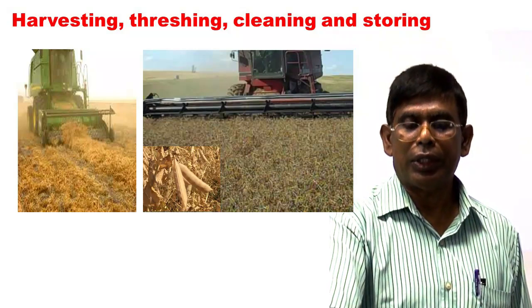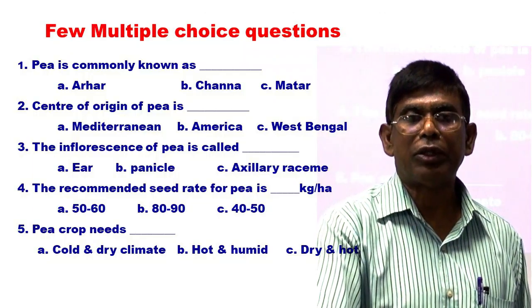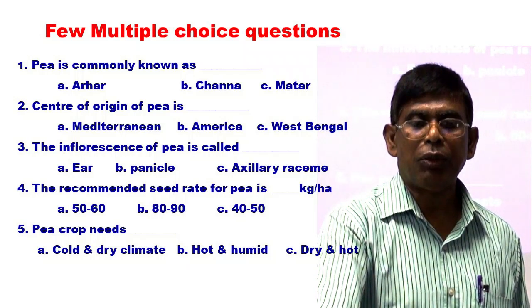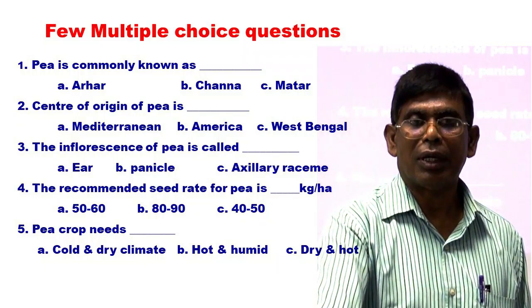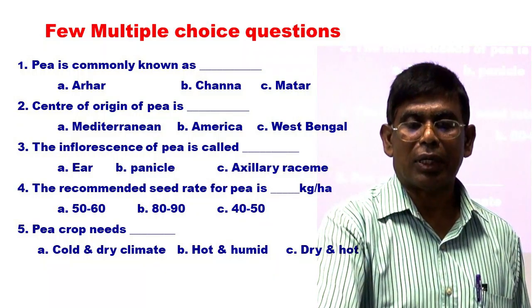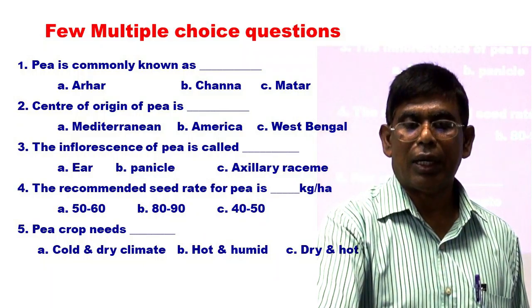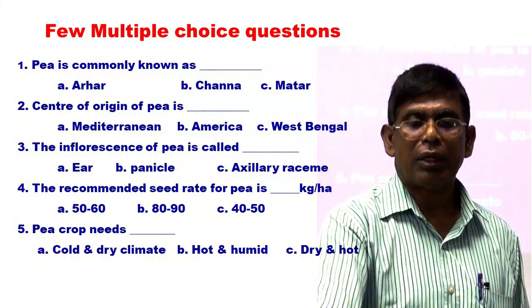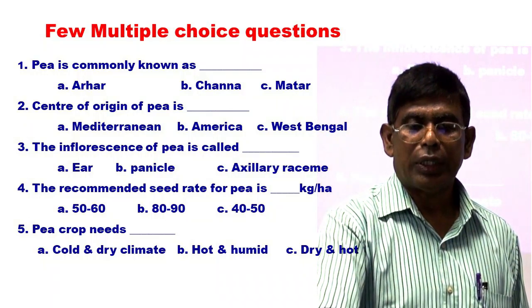And coming to a few examples of multiple choice questions. Number 1, pea is commonly known as arhar, chana or matar. The answer is matar. Center of origin of pea is Mediterranean, America or West Bengal. The first option, Mediterranean, is the answer to this question.